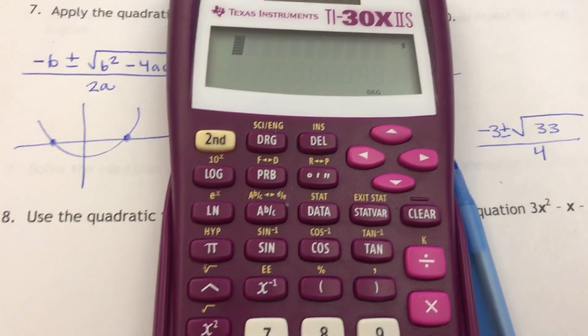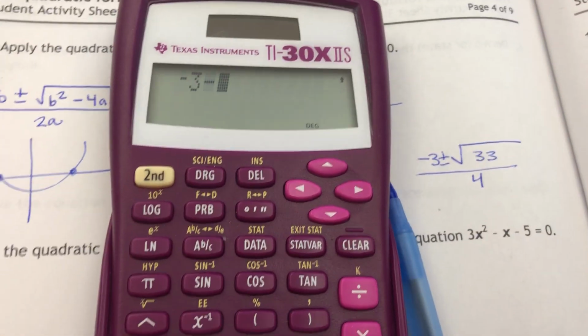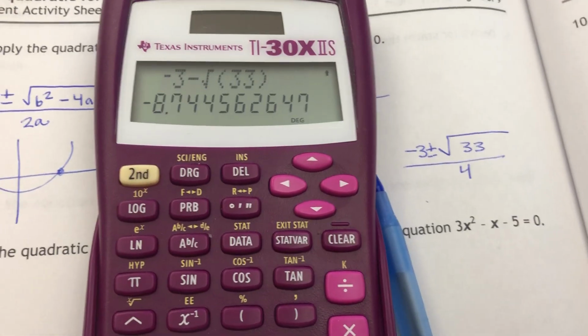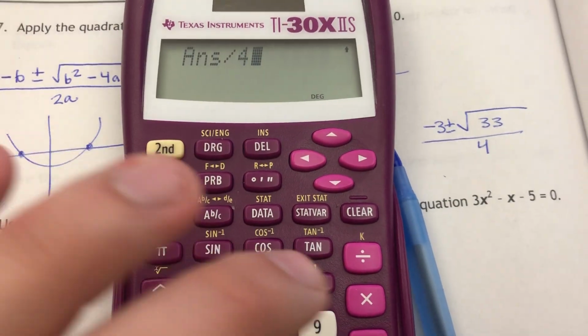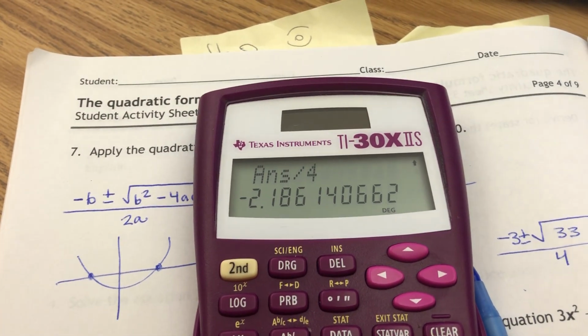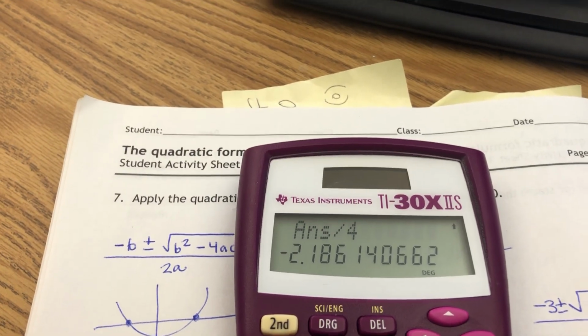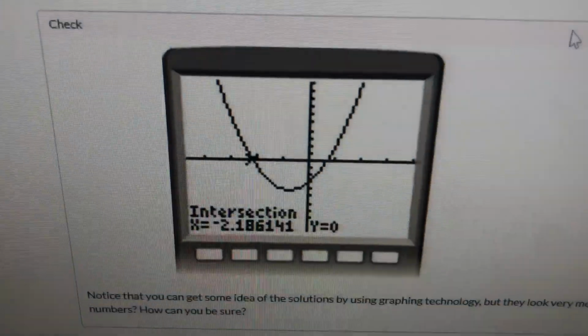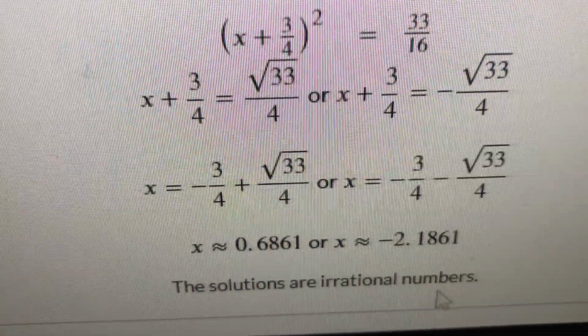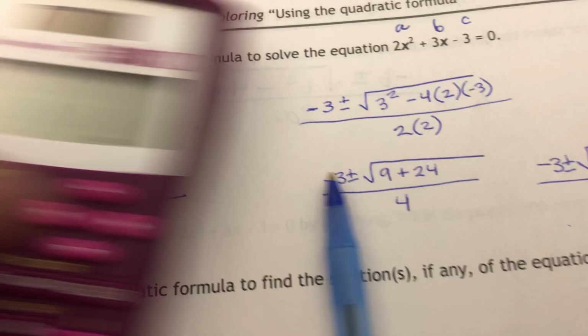All right, so what if we did the one where it was the minus instead? So I'm going to clear my calculator. We're going to have -3. This time it's going to be minus the square root of 33. Go ahead and press equals. And then divide that by 4. And you get -2.186 whatever. And if we go back to where they had worked this out for us, -2.186, or if they went through the completing the square method, -2.186, just much less messy to do it this way.